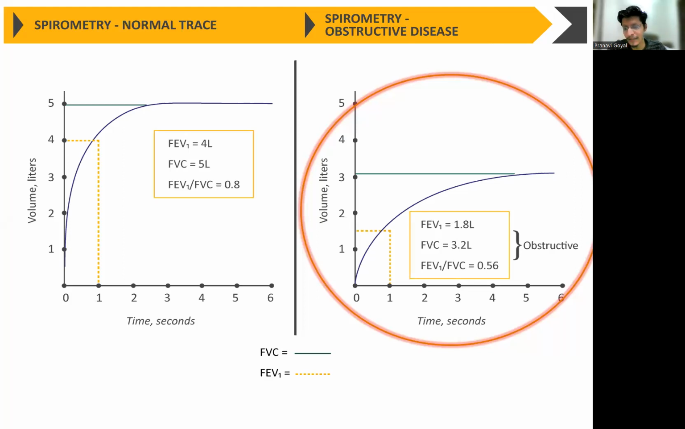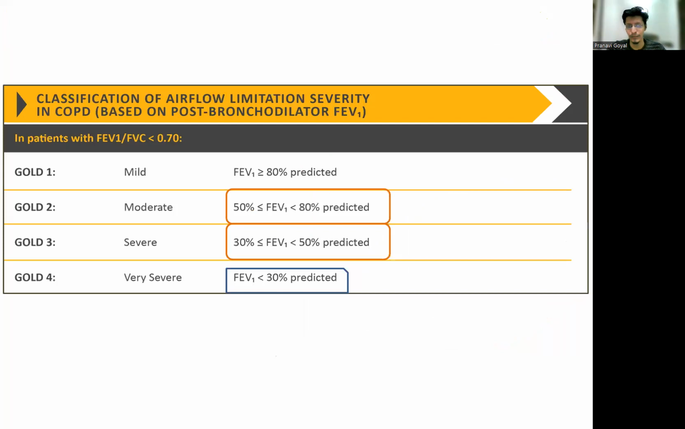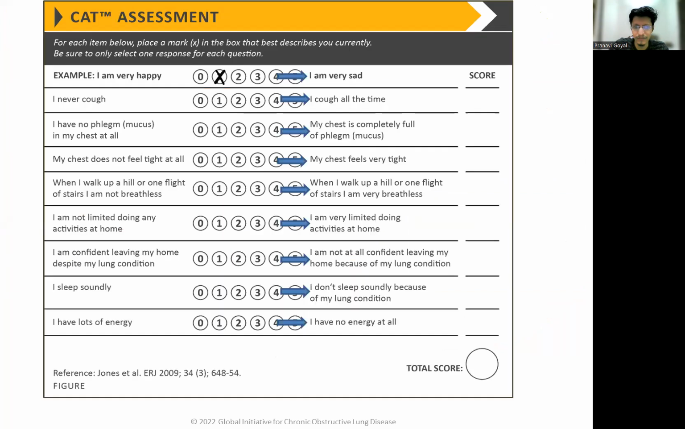But now in this graph, you have an FEV1/FVC ratio of 0.56, which is suggestive of COPD. Mild, now you have to see the FEV1 predicted. FEV1 predicted more than 80% is mild, between 50 to 80% is moderate, between 30 to 50% is severe, and less than 30% is very severe.